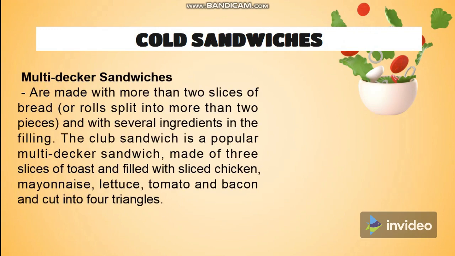Multi-decker sandwiches are made with more than 2 slices of bread or rolls split into more than 2 pieces and with several ingredients in the filling. The club sandwich is a popular multi-decker sandwich made of 3 slices of toast and filled with sliced chicken, mayonnaise, lettuce, tomato, and bacon, and cut into 4 triangles.